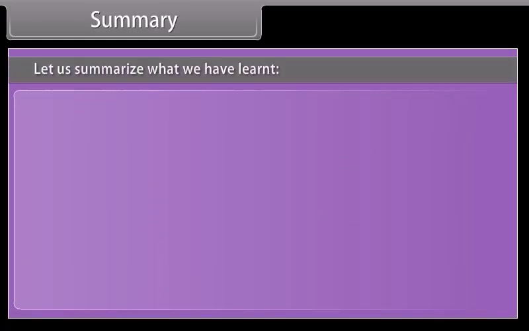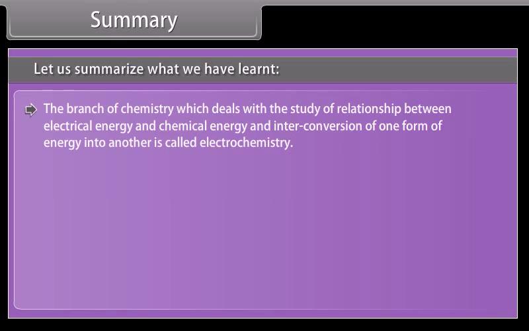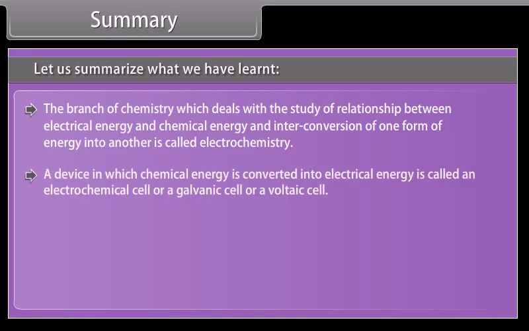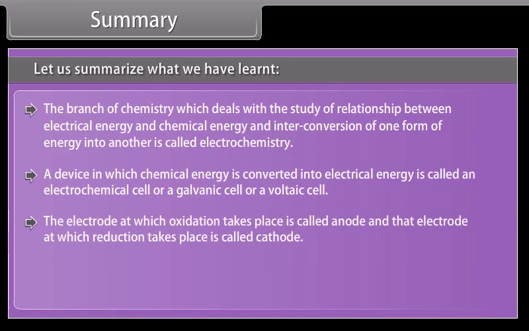Summary. Let us summarize what we have learnt. The branch of chemistry which deals with the study of the relationship between electrical energy and chemical energy and interconversion of one form of energy into another is called electrochemistry. A device in which chemical energy is converted into electrical energy is called an electrochemical cell, a galvanic cell or a voltaic cell. The electrode at which oxidation takes place is called anode, and that electrode at which reduction takes place is called cathode.